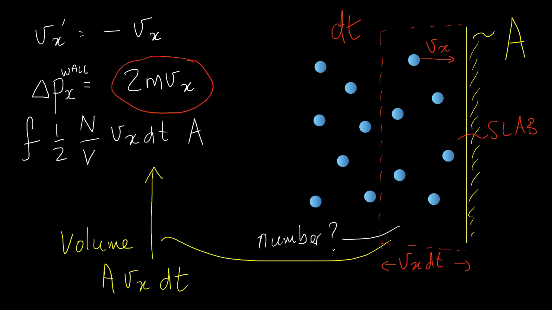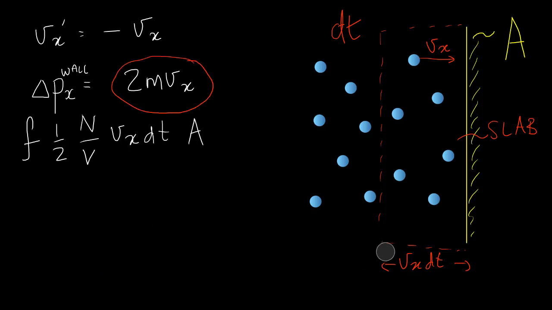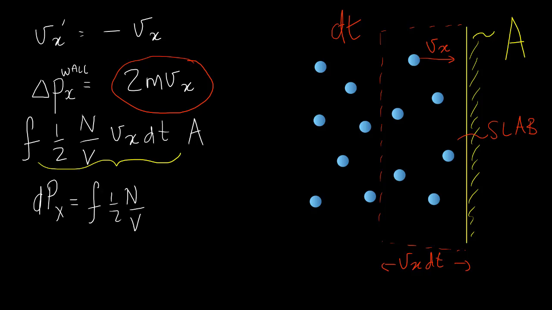Each particle transfers momentum 2m vx to the wall, so the total momentum transferred to the wall due to these particles during time dt is dpx equals f times a half times n divided by V times A Vx dt times 2m vx.